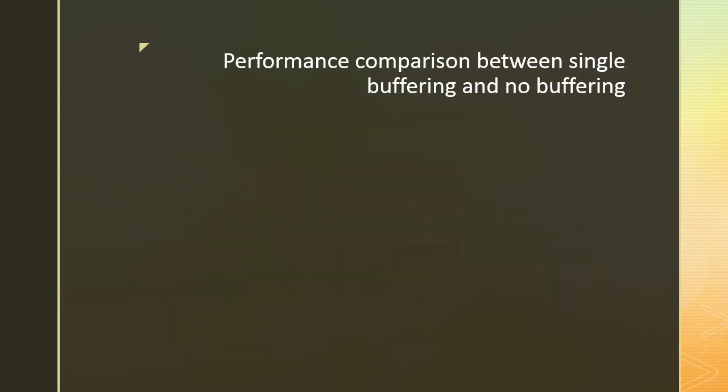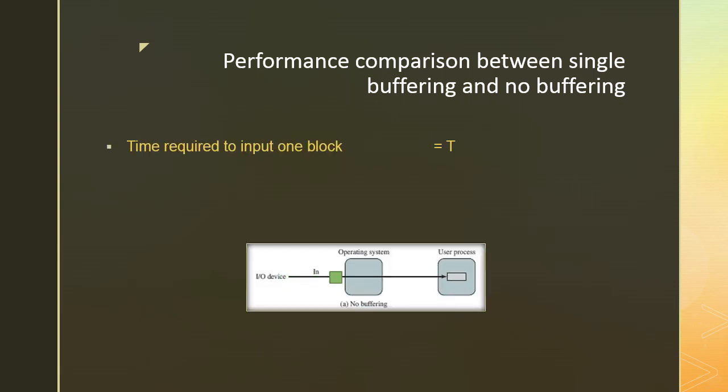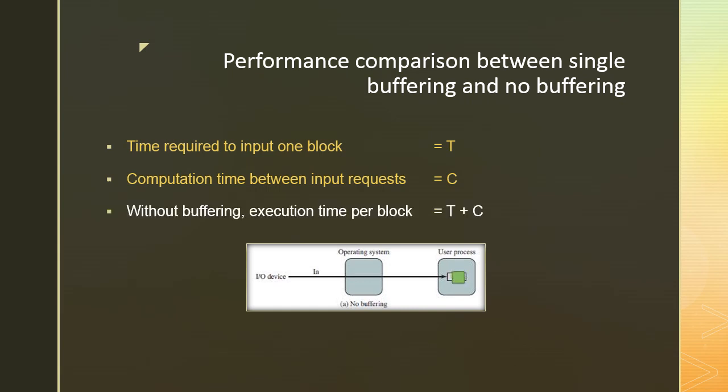Performance comparison between single buffering and no buffering. Assume time required to input one block is T. Computation time between input requests is C. Without buffering, execution time per block is T plus C. This is the time we spend on working with the block that we have just received.